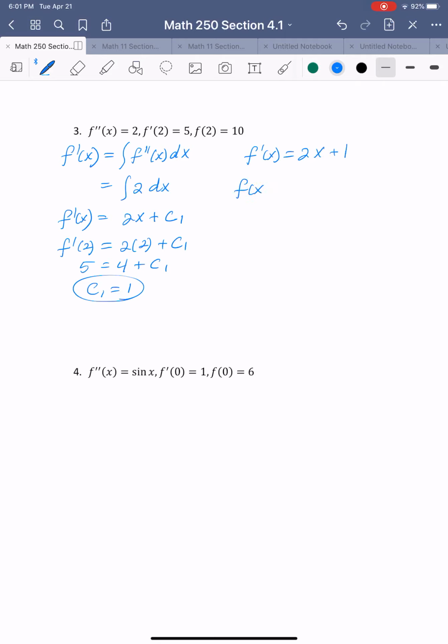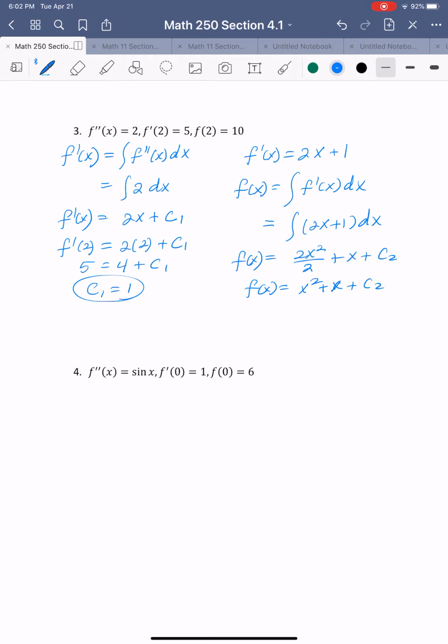Now, in order to find f of x, I need to take the integral of f prime of x dx. And then f prime of x is 2x plus 1 dx, which is 2x squared over 2 plus x plus c2. And then that's f of x. Simplify, you get x squared plus x plus c2. But f of 2 is 10. So 2 squared plus 2 plus c2 equals 10, which is 4 plus 2 plus c2. So c2 is 4. Now f of x is x squared plus x plus 4.